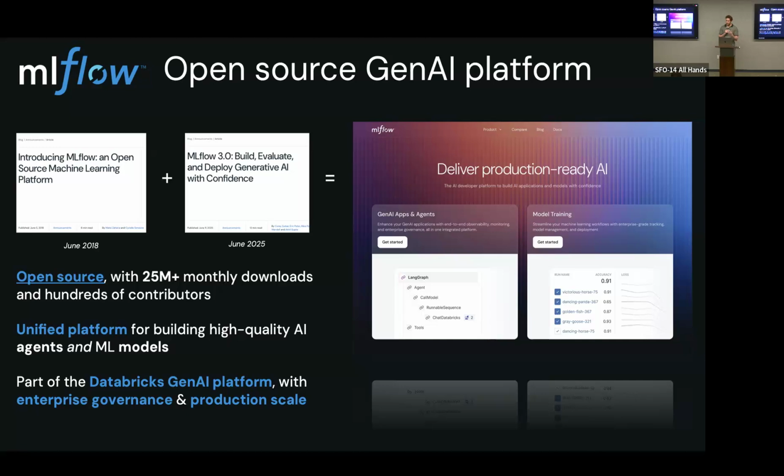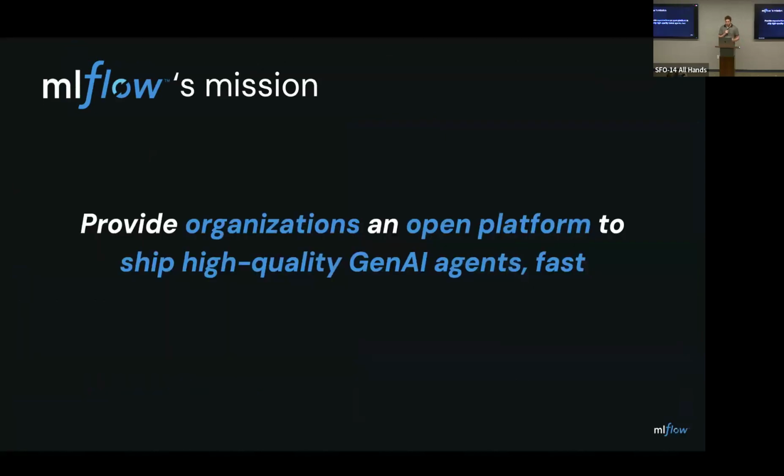And as a result, MLflow is now the largest AI ops platform in open source with more than 25 million monthly downloads. We also offer it as part of the Databricks Gen AI platform with extra enterprise features like governance and massive production scale. So with that background taken care of, with respect to agents, our goal is to give every organization, individual practitioner, research team, the ability to build agents as quickly as possible on an open platform that gives them everything they need to succeed.